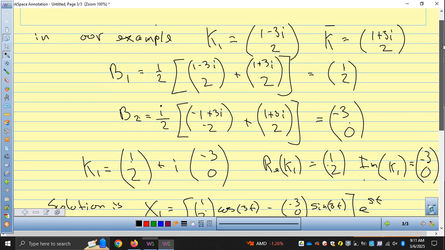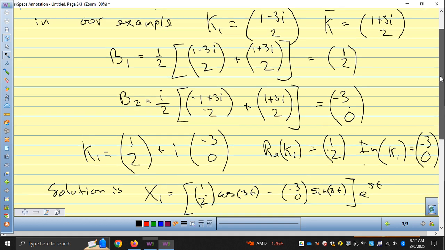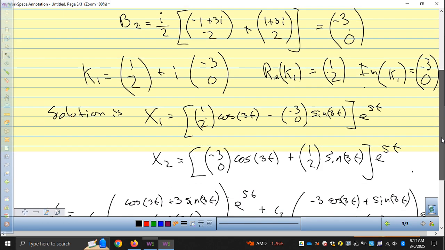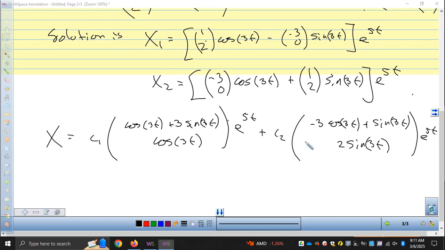So here's the calculations for the example we just did, using both ways. And we get our solution to our system. And if we write it as a general solution with our constants, we end up with this.